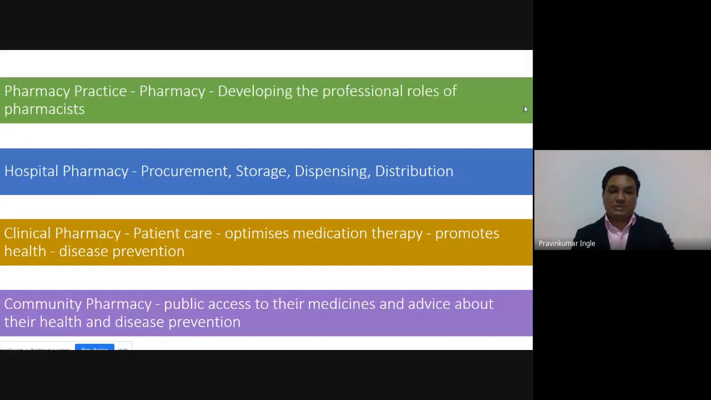The last one is community pharmacy: public access to medicines and advice about their health and disease prevention. Community pharmacy is sometimes also called retail pharmacy. In many countries, the community pharmacy is not only dispensing medication, but they have their own setup for counseling patients. They also do some basic blood tests, for diabetes patients, such as random plasma glucose or fasting plasma glucose. Some community pharmacies have already started this initiative. In India, some cities have already started these services in their community pharmacies, but some still need to start.